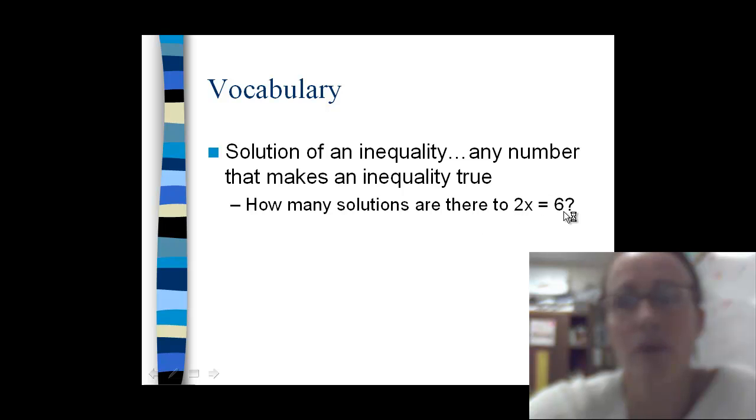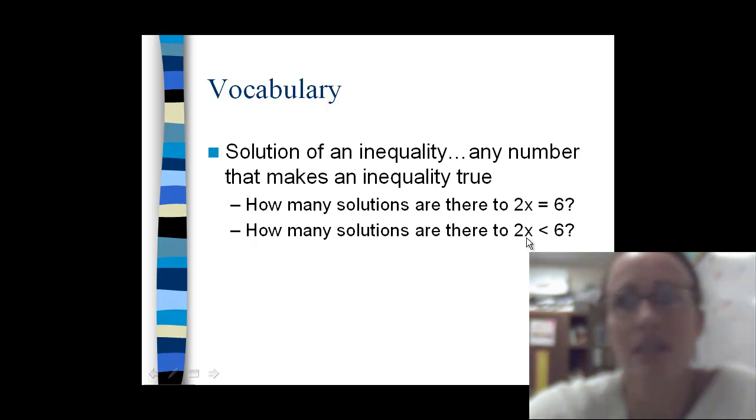So just to review, how many solutions are there to the equation 2 times x equals 6? That's right, there's one solution, and you probably already know that the only solution is 3. 3 is the only number in the whole universe that you could substitute in here to make this a true sentence. And when we replace that equal sign with an inequality symbol, it changes the game a little bit.